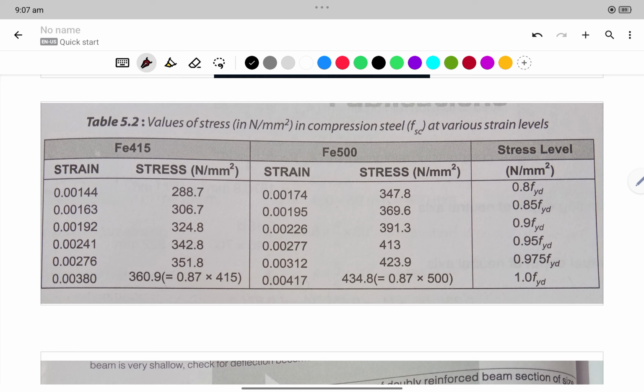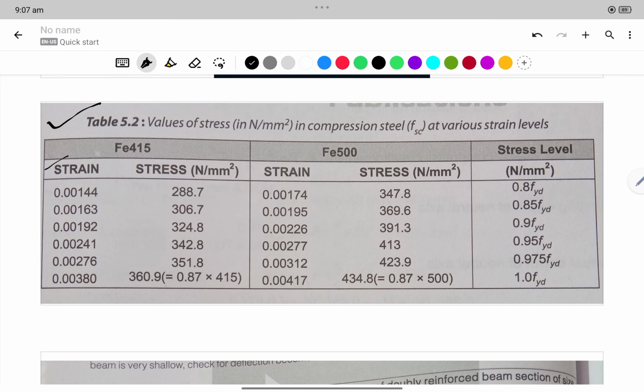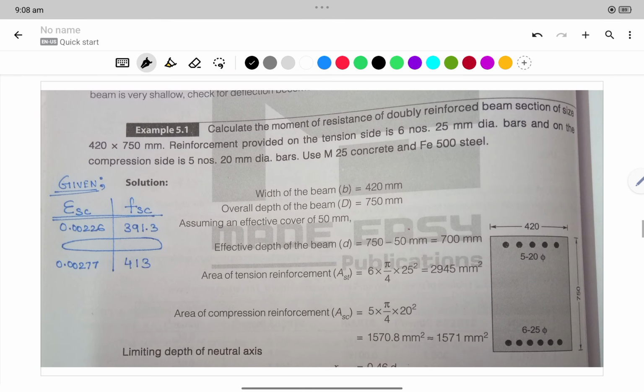You can see here a chart is given for this. The strain is given and the stress is given. This is for FE 415 and this is for FE 500. So this will be given mainly in the numerical when you do it. So we are starting a numerical.